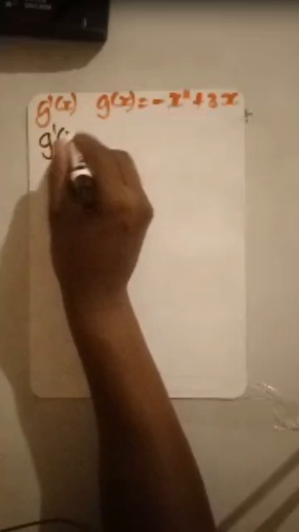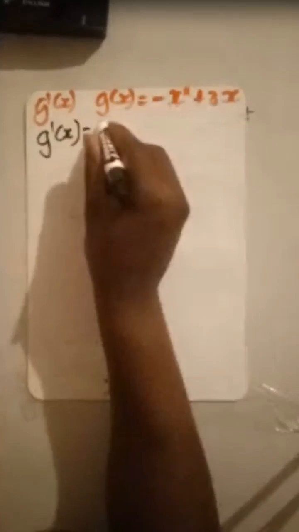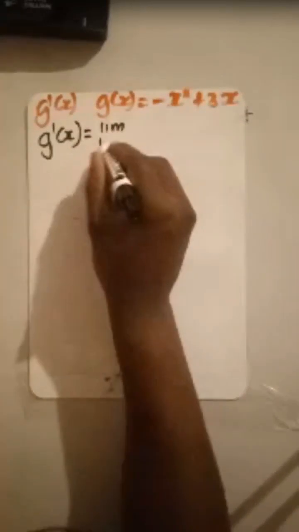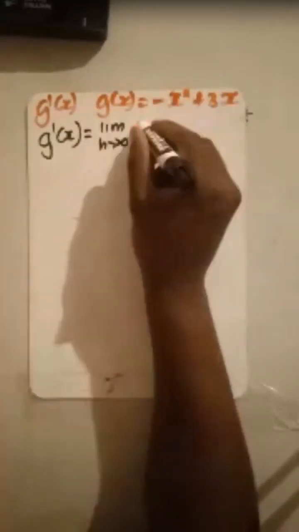All right. So guys, remember what I said? I said the first thing is to indicate the formula. Remember now we are no longer having f, we are having what? G. So we are going to say the derivative of g is equal to the limit as h tends to 0 of g of x plus h minus g of x over h.